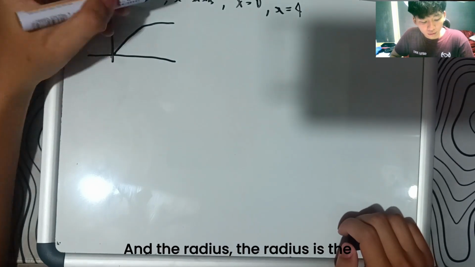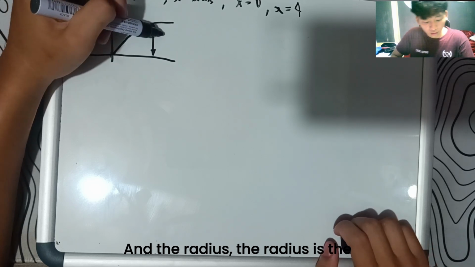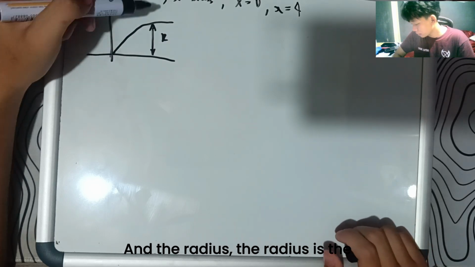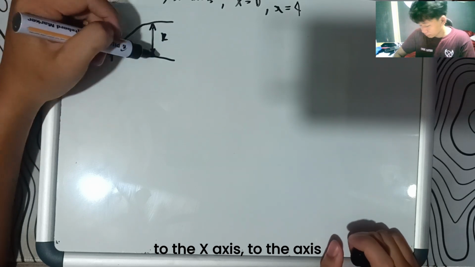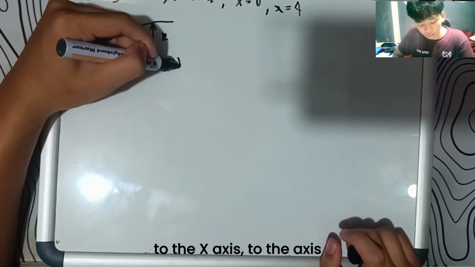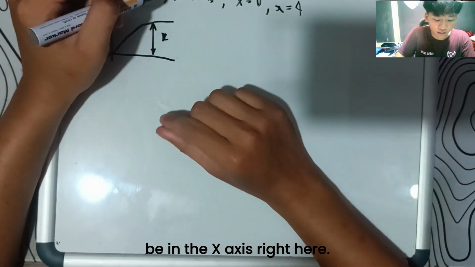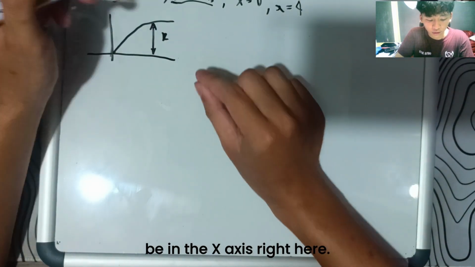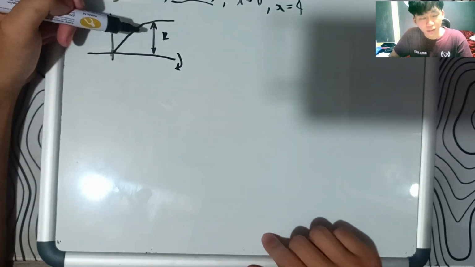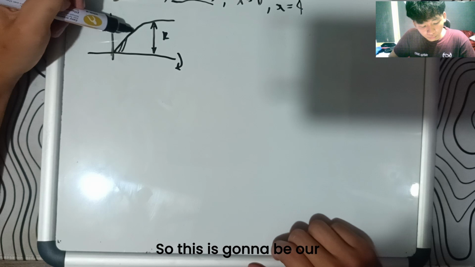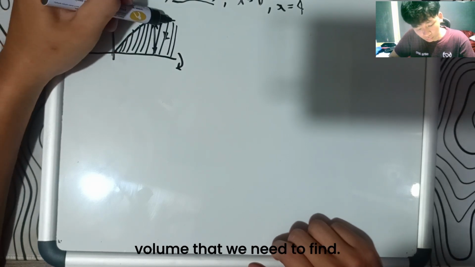And the radius is the distance between the curve and the axis of rotation, which is the x-axis, right here. So that is going to be our radius. This is going to be the volume that we need to find.